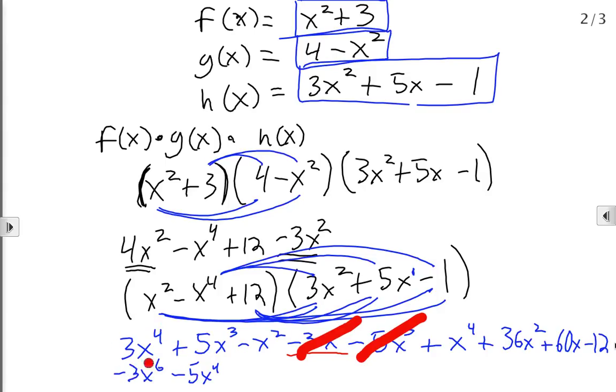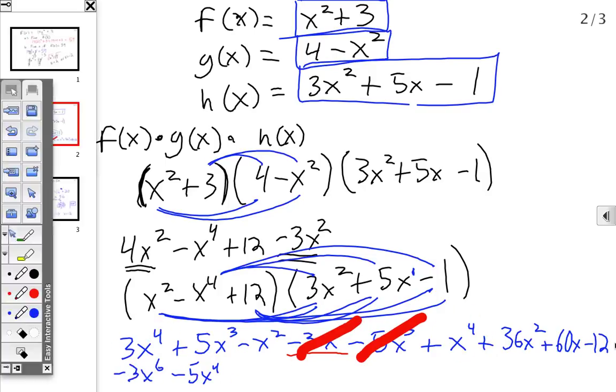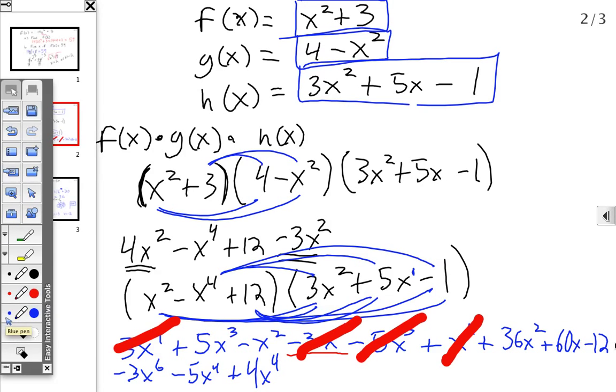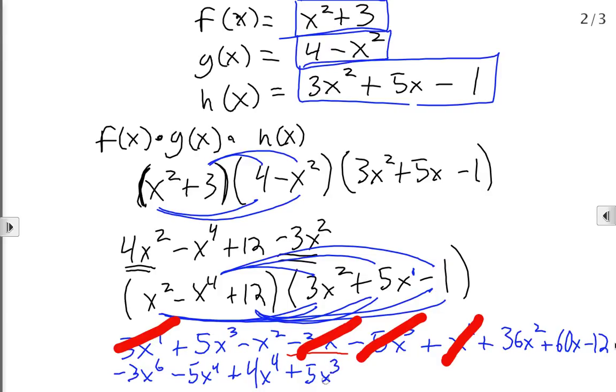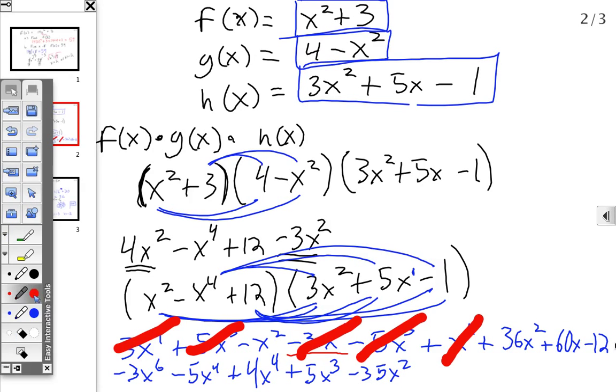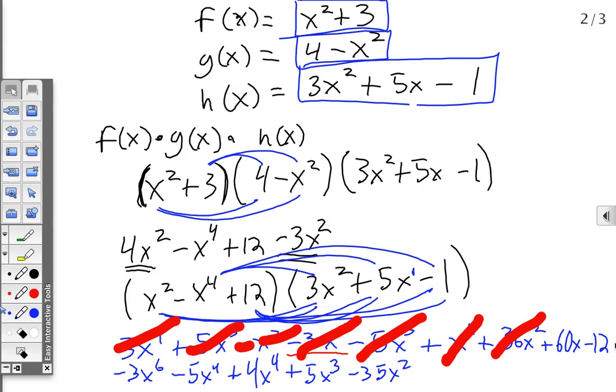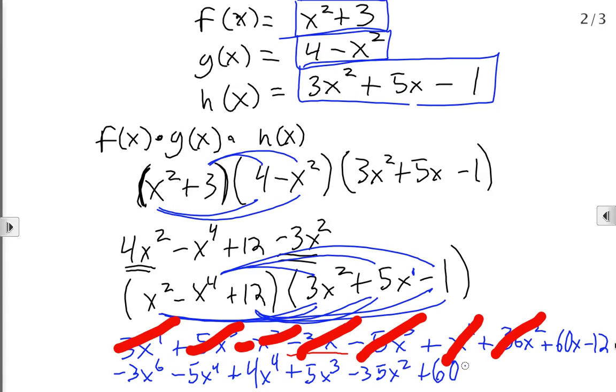Let's look for those degree 4s. We have a 3x to the 4th, and we have an x to the 4th. We add those together, and we'll get 4x to the 4th. Done with those. Let's do degree 3, 5x cubed, and that seems like the only one, so plus 5x cubed. Let's get rid of those. X squared, we have a negative x squared and a positive 36x squared. That ends up being minus 35x squared. So let's get rid of those. And then plus 60x and minus 12 are the only terms left, and they can't be combined. So let's just write that out in one step. Plus 60x minus 12.